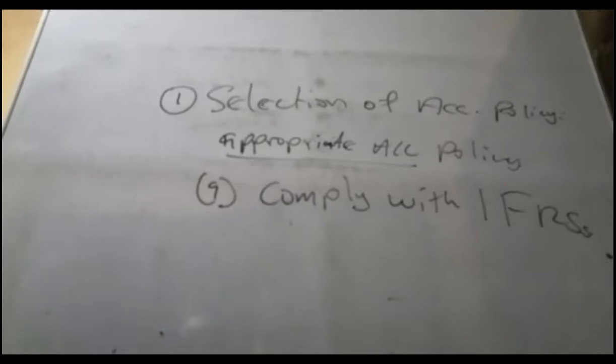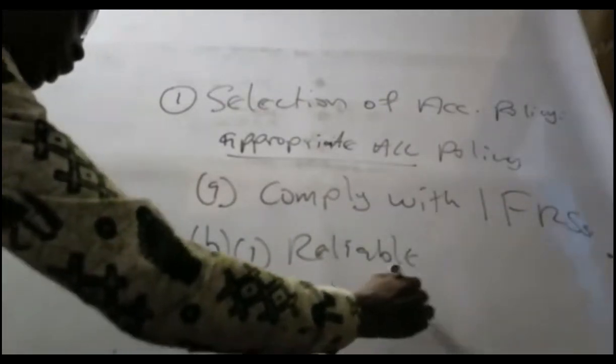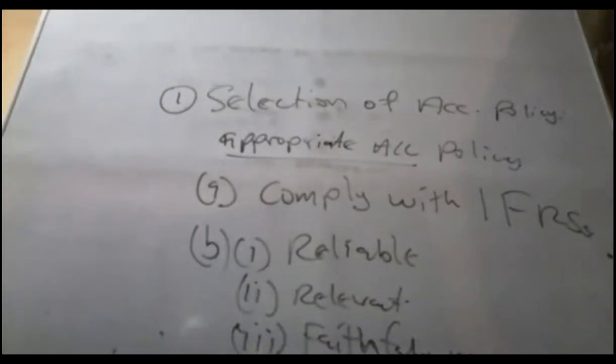Okay. B, to ensure that the financial statement is what? One, reliable. Two, relevant. Three, faithfully represented. Good. So these are the basis for selecting and applying accounting policy.